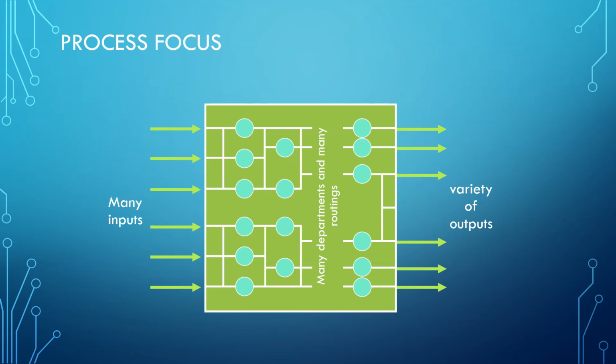This figure shows an example of a process-focused strategy at a manufacturing company. In the process-focused strategy, we have many inputs and many different outputs. Each product or item will be routed differently and might go through many departments.